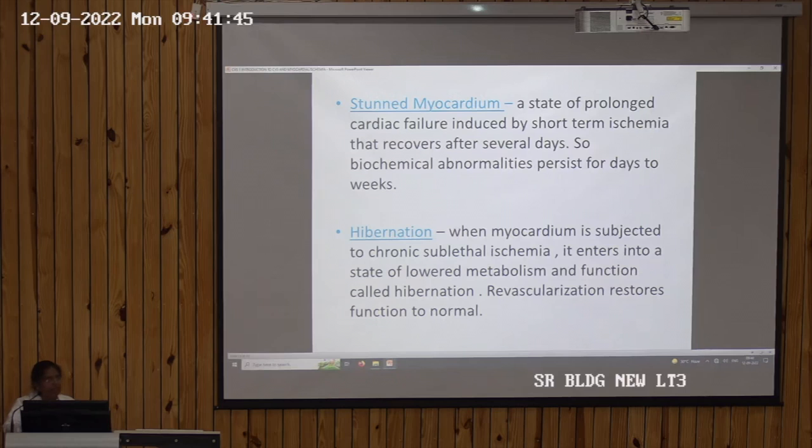And the second term is hibernation. In this myocardium, when it is subjected to sublethal ischemia, that is, ischemia is present, but it is not to the extent that can cause necrosis of the myocytes, it will enter into a state of lowered metabolism, where it will require less amount of oxygen, and if we revascularize, it will restore the function.